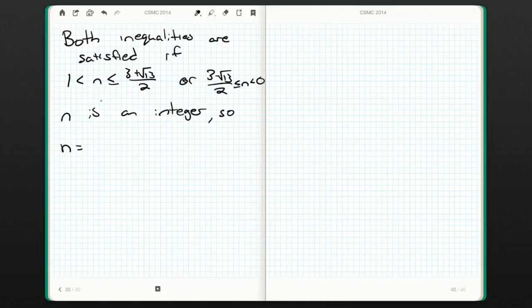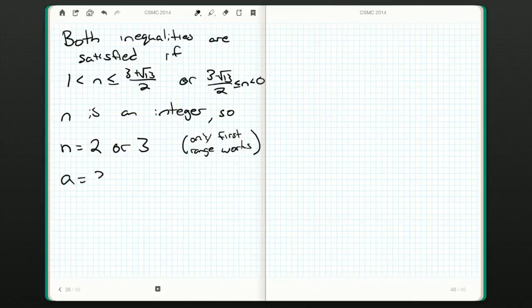So what values could n be in this first range? Well, it can't be 1. It could be 2 probably. What's the square root of 13? It's about 3.6. So we add 3 to it, we divide by 2. So n could be 2 or 3. And in this range, 3 minus 3.6 divided by 2, that's nothing. So only our first range works, and that's okay. So n is 2 or 3.